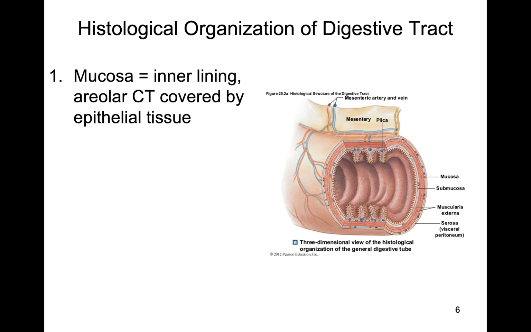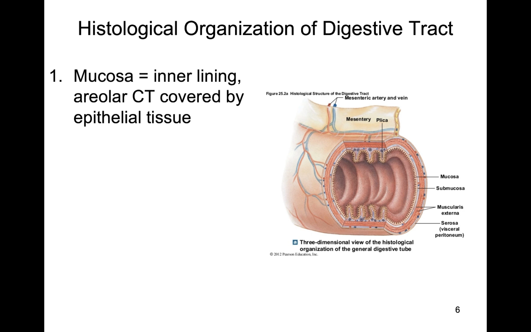So let's go ahead and do a cross-section of your GI tract. And again, GI stands for gastrointestinal tract. The inner layer of your gastrointestinal tract is made up of mucosa. So there are these three layers: mucosa, submucosa, and muscularis externa.